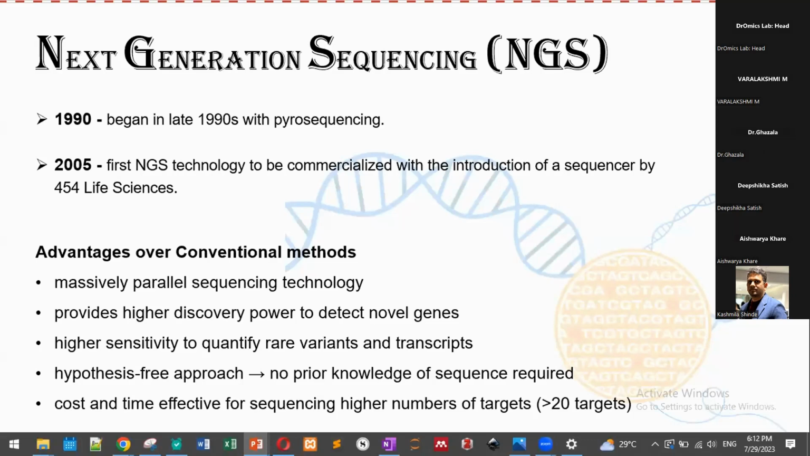Additionally, it is also known as a hypothesis-free approach because we don't need any prior knowledge of the sequence. As I mentioned, we do not need any reference for that. It will identify the sequences and the sequence orders available in the sample so that we can compare them afterwards as well.